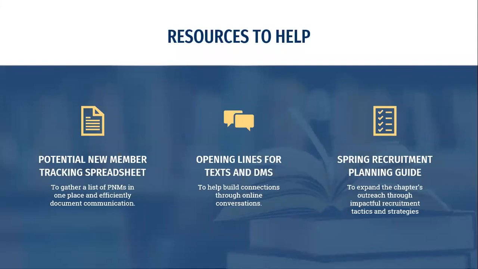The next resource is Opening Lines for Texts and DMs. So this one will help you build connections through online conversations. I said earlier that one of our goals is to help you all be the most confident you possibly can be with establishing connections and starting the conversation about APO. And this resource may help you do just that.